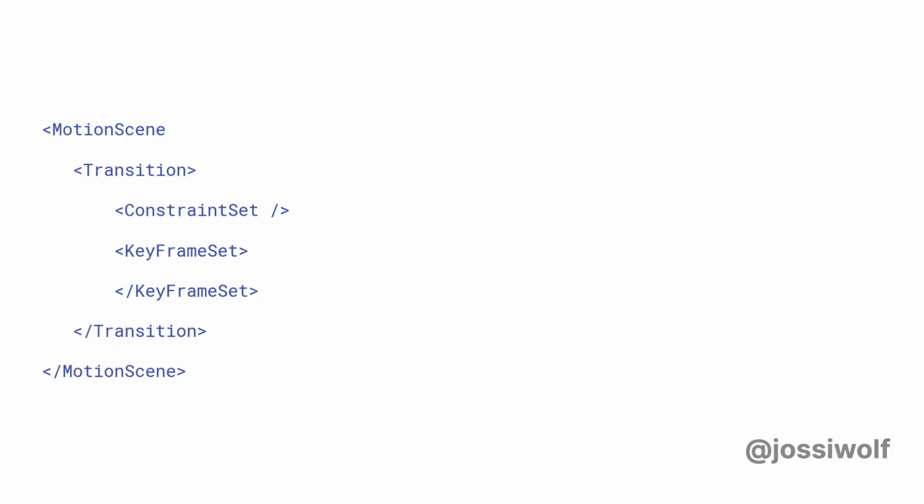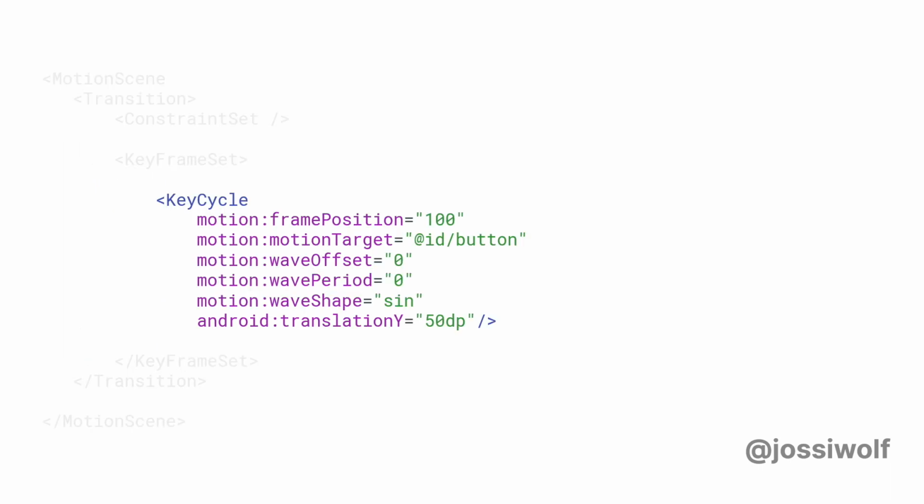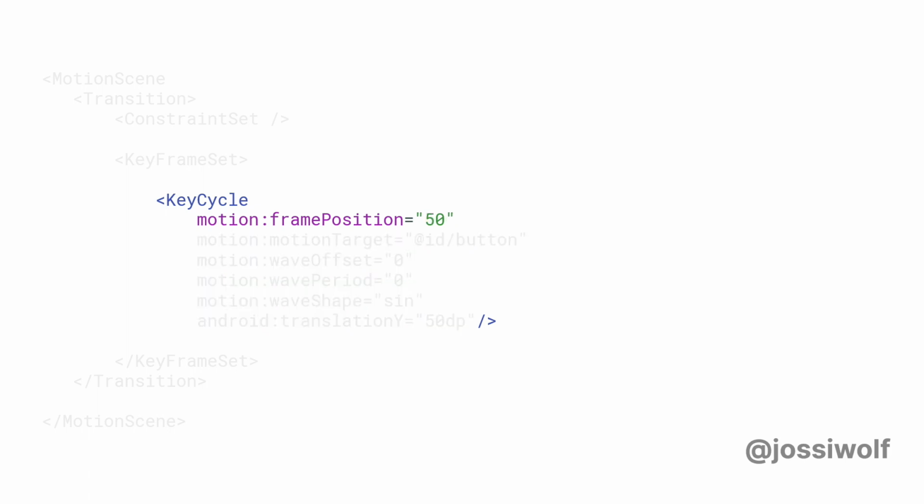Again, we have our motion scene and a keyframe set, and inside the keyframe set, let's add a KeyCycle. Wow, that's a bunch of stuff. So let's walk through it. First off, we have the frame position. I always like frame position 50. It's a good example. Motion target is the button, and we're going to skip some for now. And we say with this KeyCycle, we want the translation Y to change, and we set it to 50.